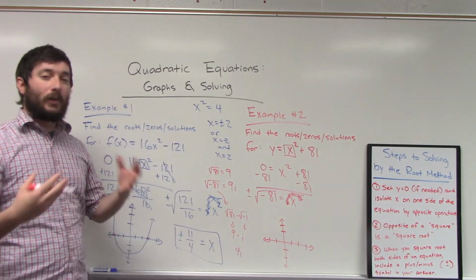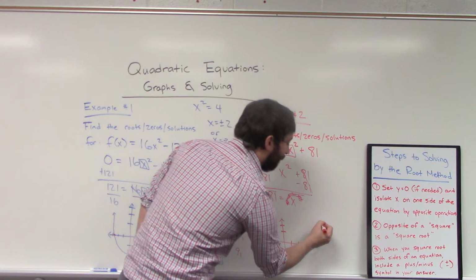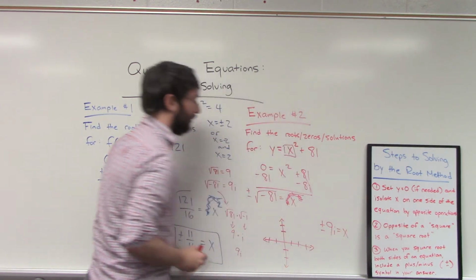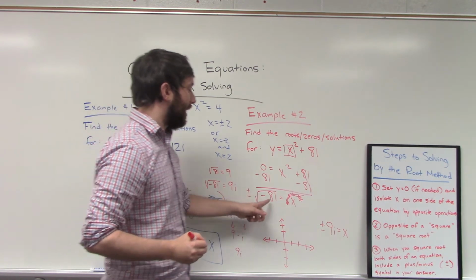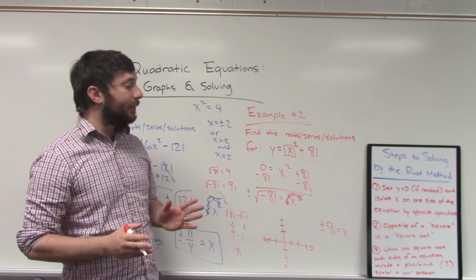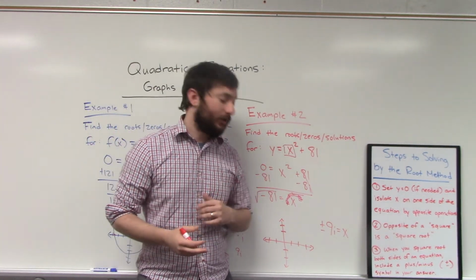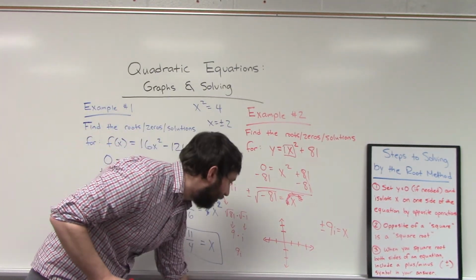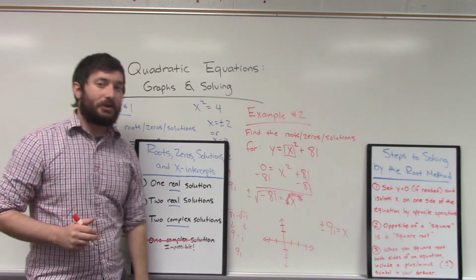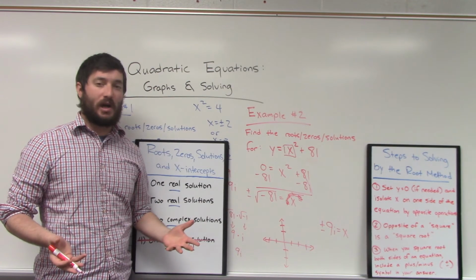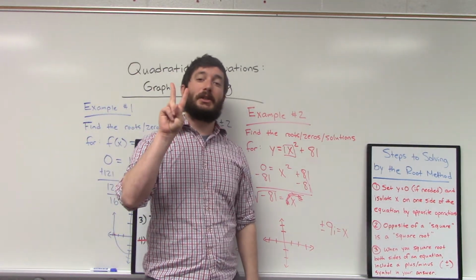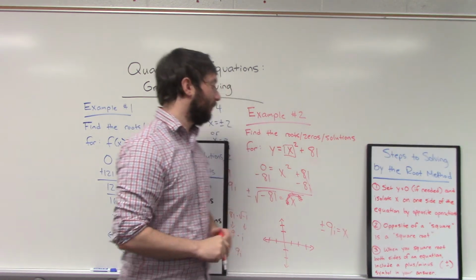Okay, so what that means is we have two complex solutions as our answers, plus and minus 9i. Okay, plus and minus 9i. And hopefully this answers the question that we saw earlier, right? Earlier I had mentioned it's impossible to have one complex solution as our answer. Why? Because this plus and minus symbol always means that there's going to be two answers to our problem.